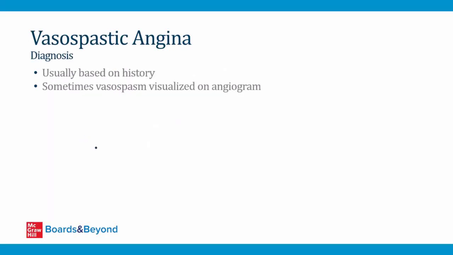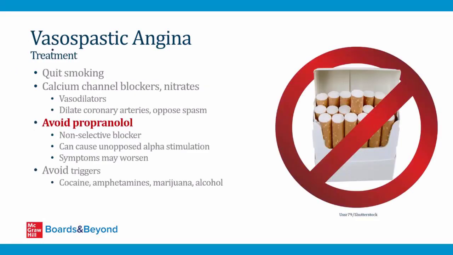The diagnosis of vasospastic angina is usually made based on history. Sometimes these patients have an angiogram, and when you're doing the angiogram, you see the vasospasm occur in the cath lab, and that, of course, obviously makes the diagnosis as well. So what are the treatments for vasospastic angina? Well, first of all, if the patient's a smoker, you should advise them to quit smoking.